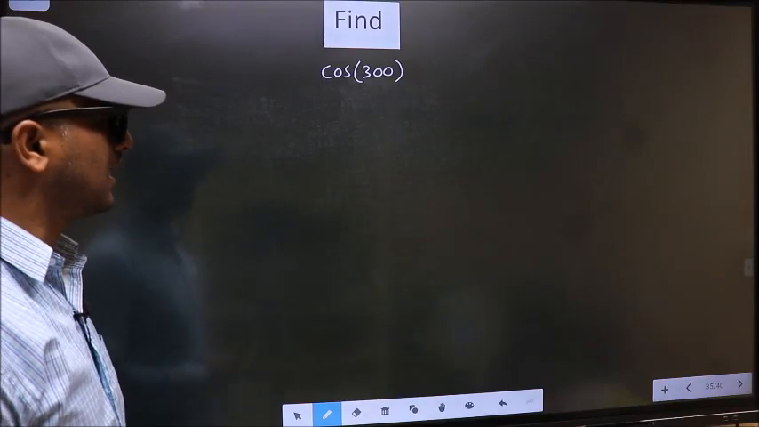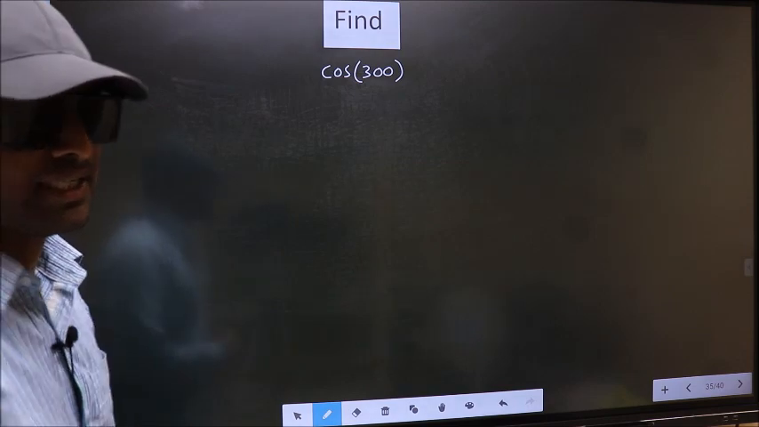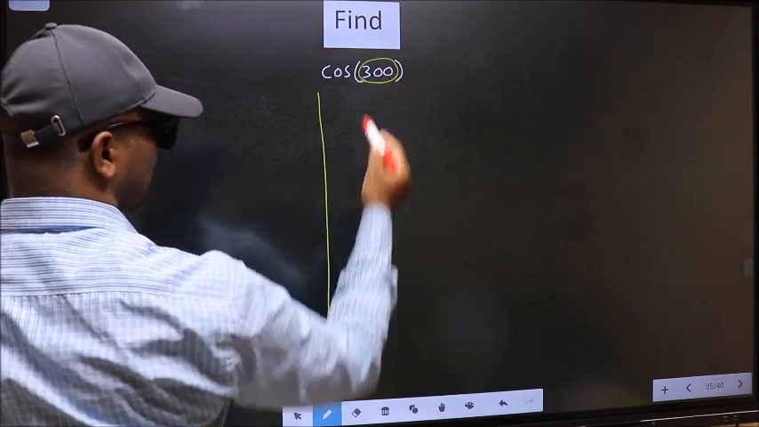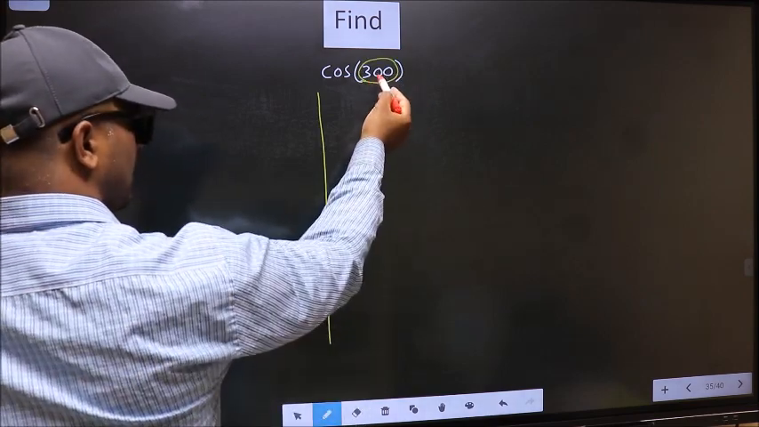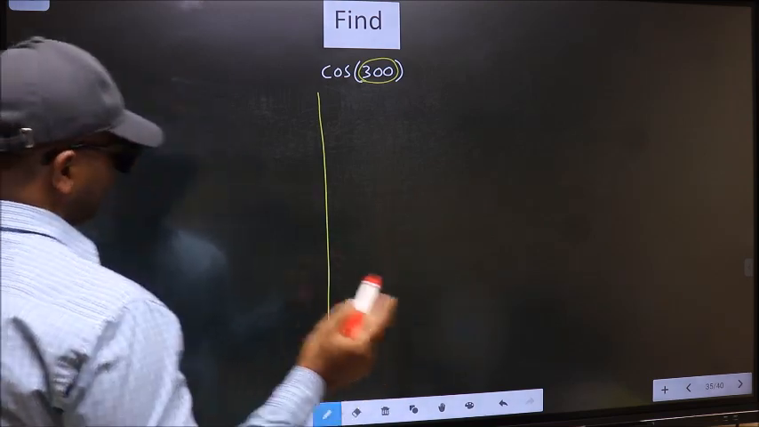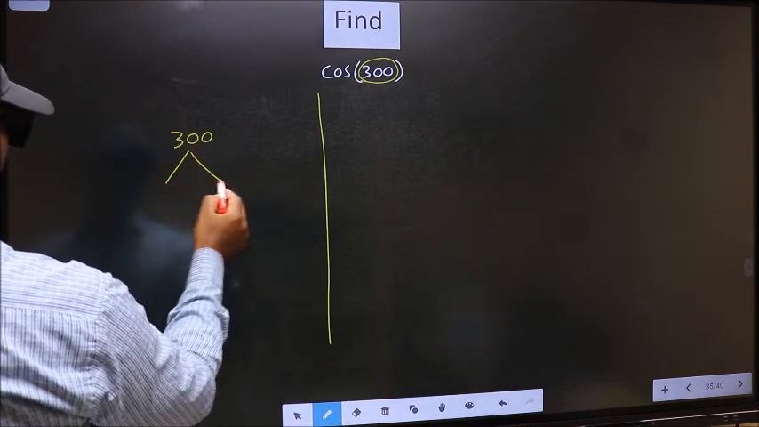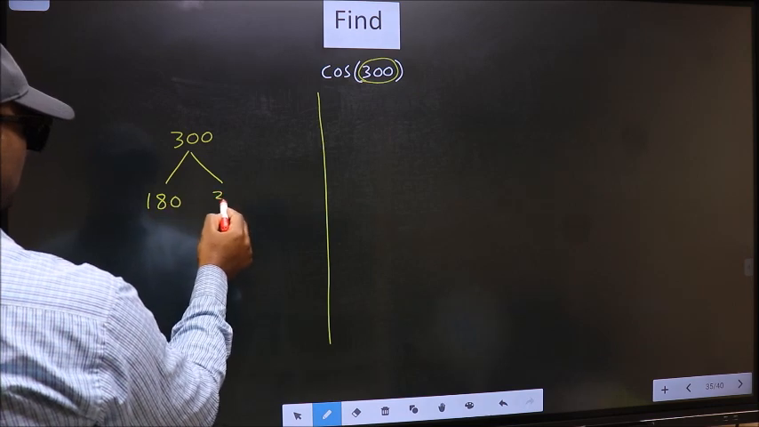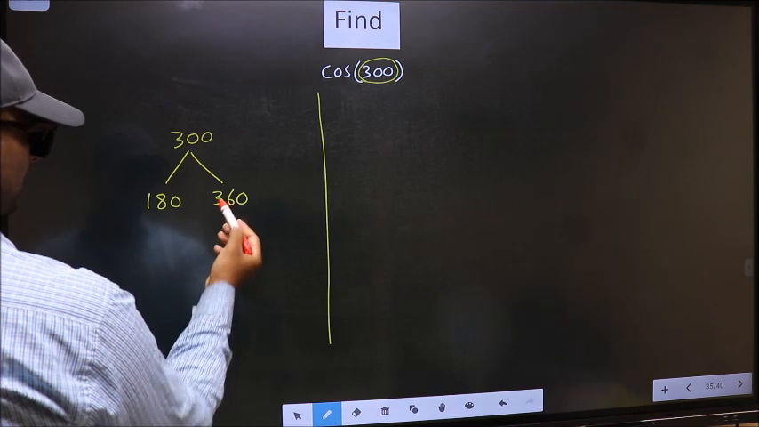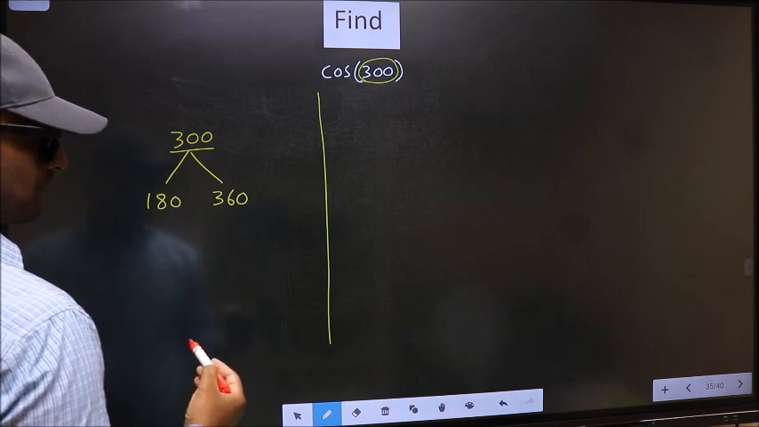Find cos 300. To find this, we should follow this method. Here we have 300. Now you should check, 300 lies between which two multiples of 180? What I mean is, 300 lies between 180 and 360. This is 180 into 1 and this is 180 into 2. Between these two numbers, 300 lies.